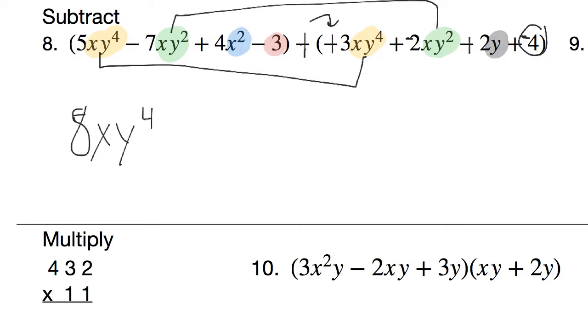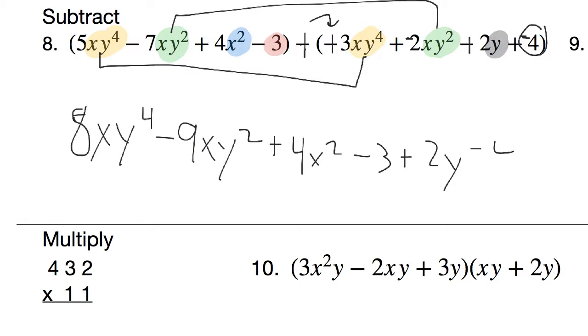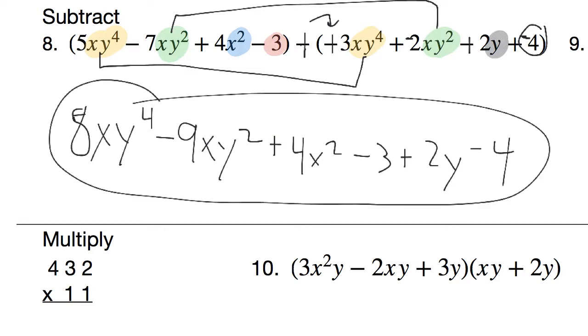Negative 7 plus negative 2 is negative 9xy squared, plus 4x squared minus 3 plus 2y minus 4. All of those terms cannot be combined, so there, we've subtracted as much as we can.